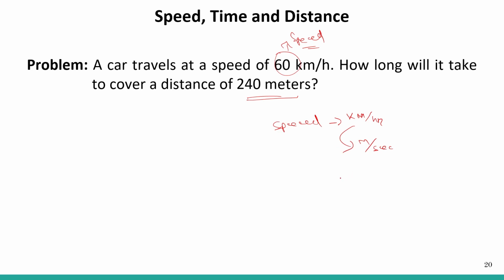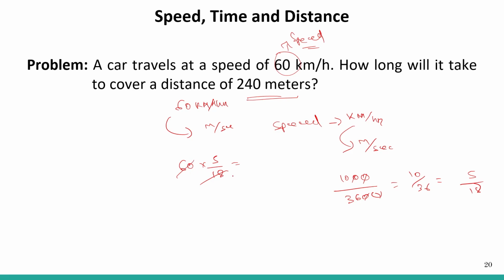So kilometer per hour is equal to what? 1000 meters per 3600 seconds, right? Cancelling the zeros out, we are left with 10 by 36. So it will be 5 by 18. By multiplying 60 with 5 by 18, 60 km per hour is converted to meters per second. So 6 and 20 become 10 and 3. It will be 50 by 3 meters per second.